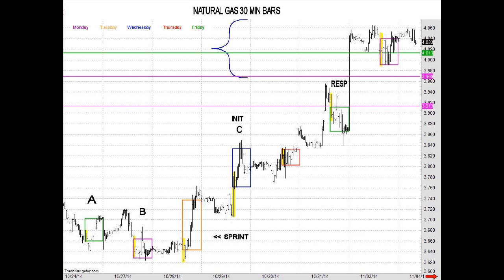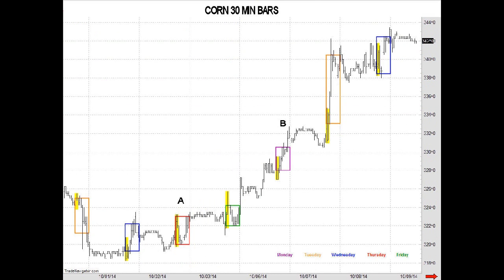This natural gas chart shows a couple neutral sessions under the letters A and B before breaking into a sprint higher, which was the onset of a bullish trend over the next 4 sessions. And the last example is a corn chart that shows a neutral day under the letter A, which was followed by another neutral session before a directional profile showed the way.